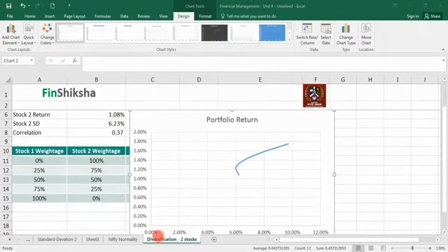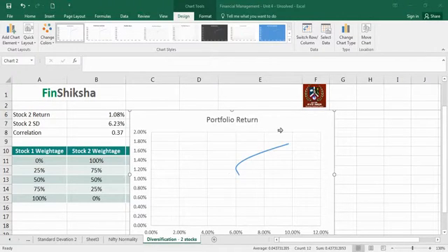Now when you look at this, on the x-axis you have the standard deviations plotted. On the y-axis you have the returns plotted. So as you keep changing the weightages, there is some point here where you're going to minimize the risk of the portfolio, right? And that's possibly going to be the point where you have the best risk adjusted return for the portfolio, right?